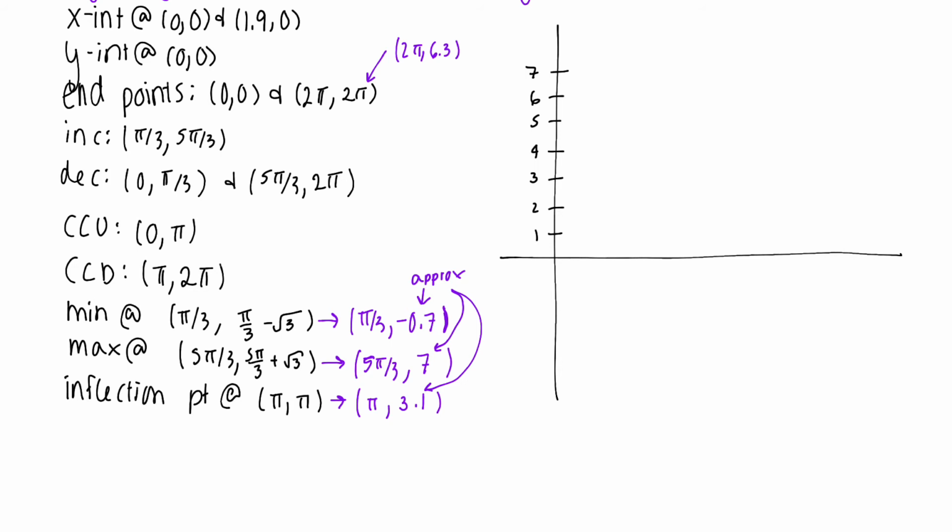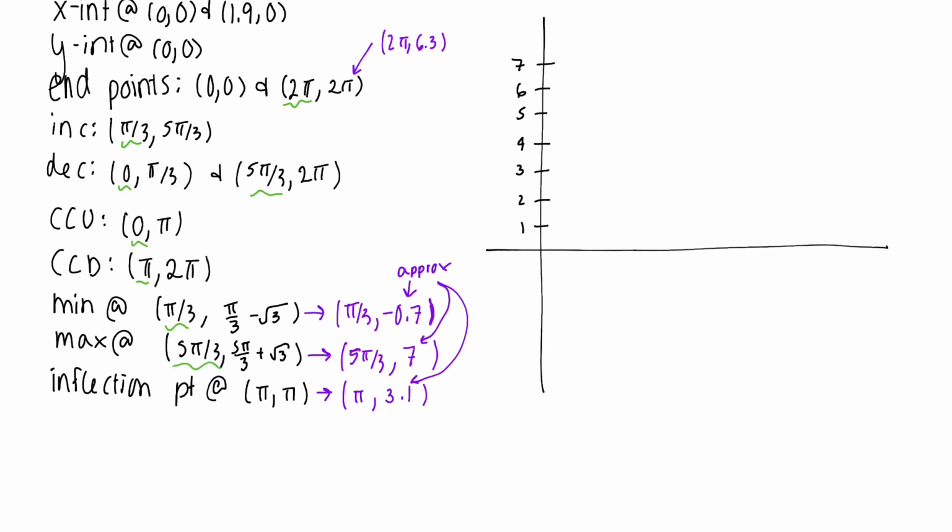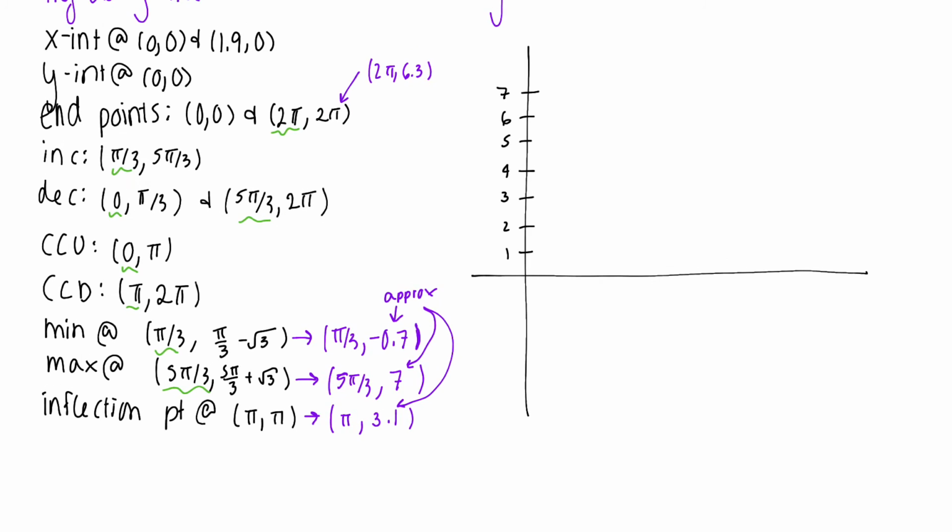And then our x values that we need to draw this scale here. We have 2 pi, pi over 3, 0, 5 pi over 3, pi. So we can count by pi over 3s here: pi over 3, 2 pi over 3, pi, 4 pi over 3, 5 pi over 3, 2 pi.